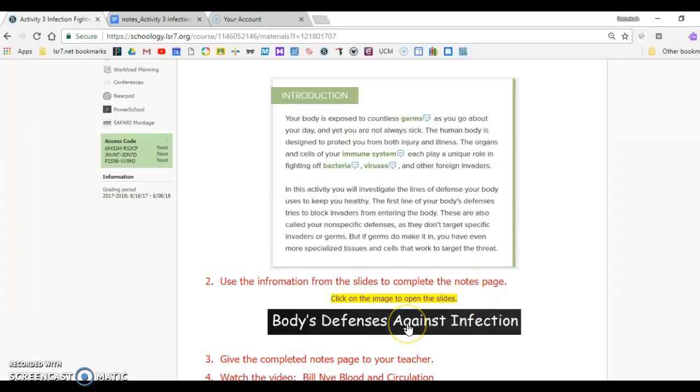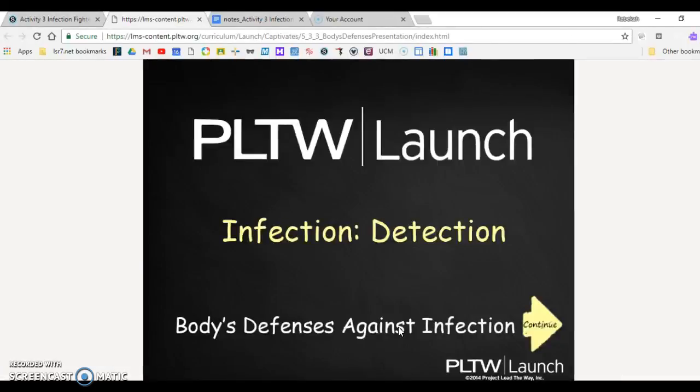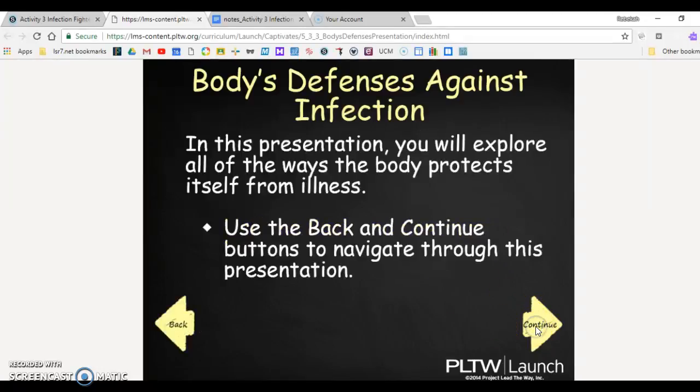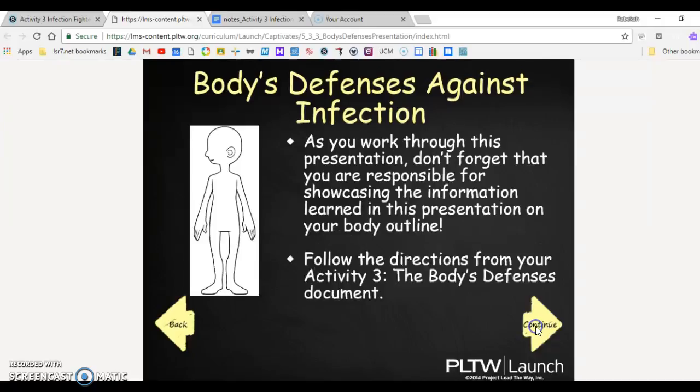So you're going to click here where it says Body's Defenses Against Infection. When you click on that, it opens this slideshow. And you use the arrows. In this presentation, you will explore all of the ways the body protects itself from illness. You can use the back and continue buttons to navigate through this presentation. I want you to go through the entire presentation first before you start writing.